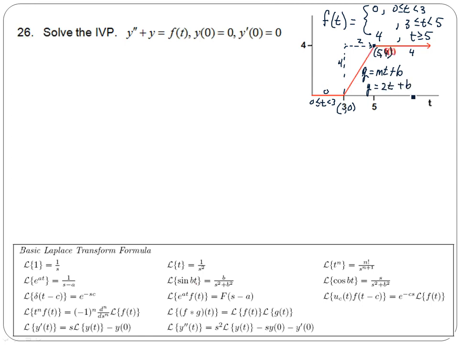And I need my y-intercept. I can find the y-intercept by using either one of these points on the line and substituting in. I'll use the point 3, 0. When t is 3, y is 0. That gives me 0 equals 2 times 3 plus b. This is 6. Bring the 6 over and we get negative 6 is equal to b. So the equation for this line is y equals 2t minus 6.